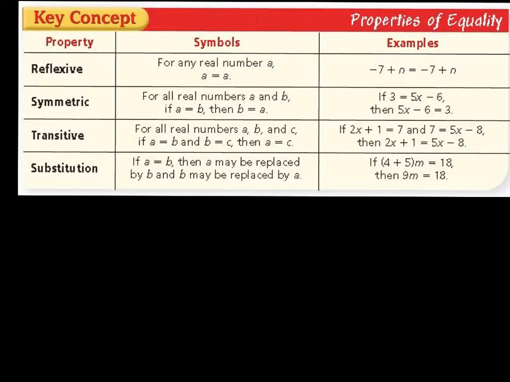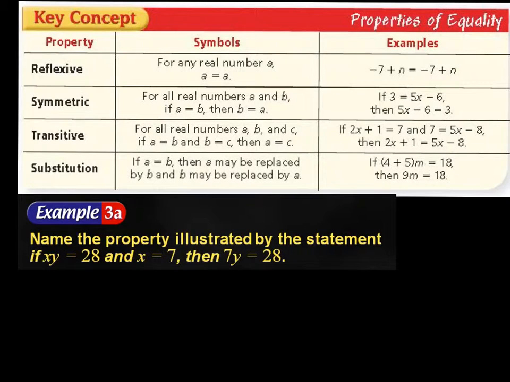Let's quickly review our properties of equality. Reflexive property, any number is equal to itself. Symmetric property, you can switch the order, so if A equals B, B equals A. Transitive property, if A equals B and B equals C, then A equals C, it's transitioning from one to another. And substitution, if A equals B, then A may be replaced for B and B may be replaced by A. So we can put in equals for equals.